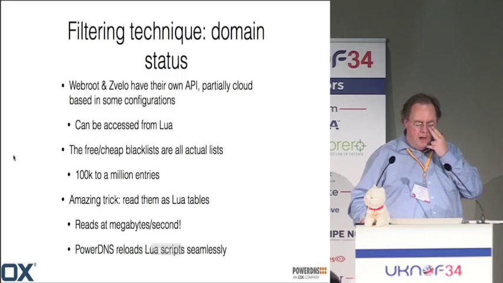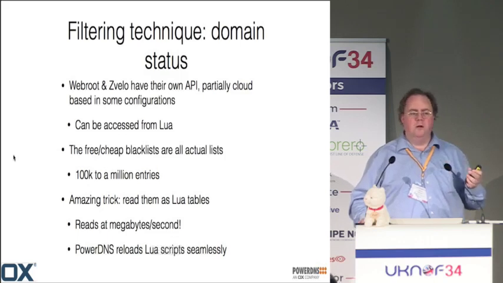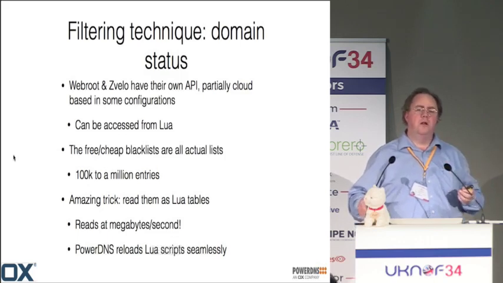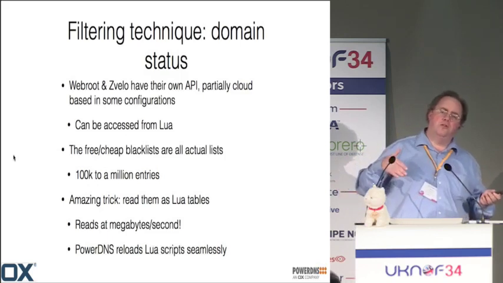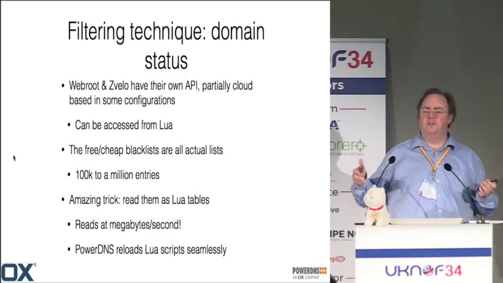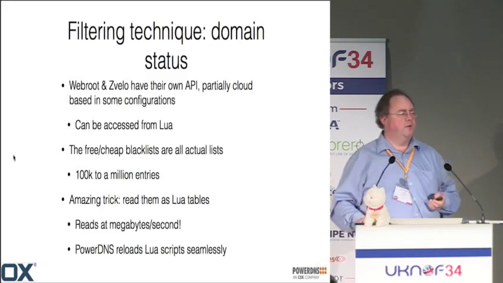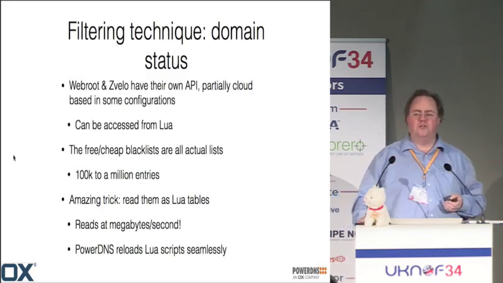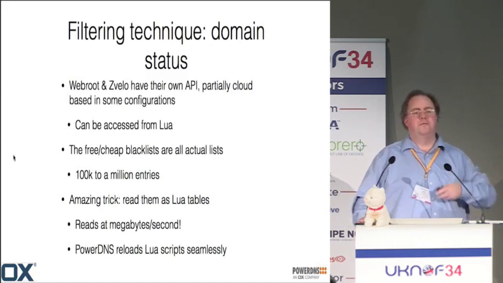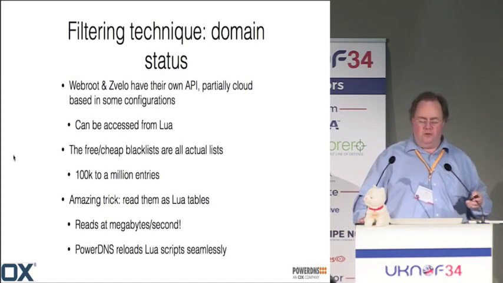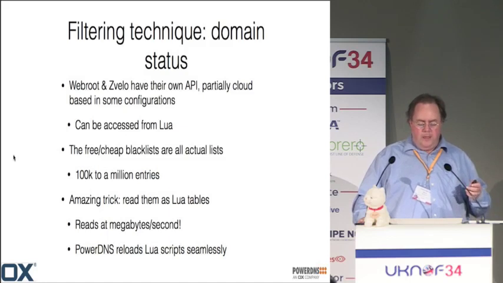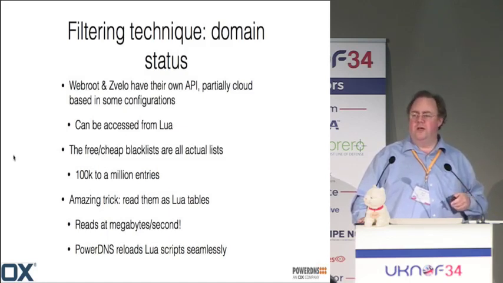And then, how do you figure out what categories a domain is in? Commercial suppliers have their own APIs. Some of them live partially in the cloud or not, which can be a little bit difficult, but they provide wrappers by which you can access their categorization stuff from any programming language, including Lua. The free and cheap blacklists are actual lists. So you get a file with 500K domain names in there, and good luck.